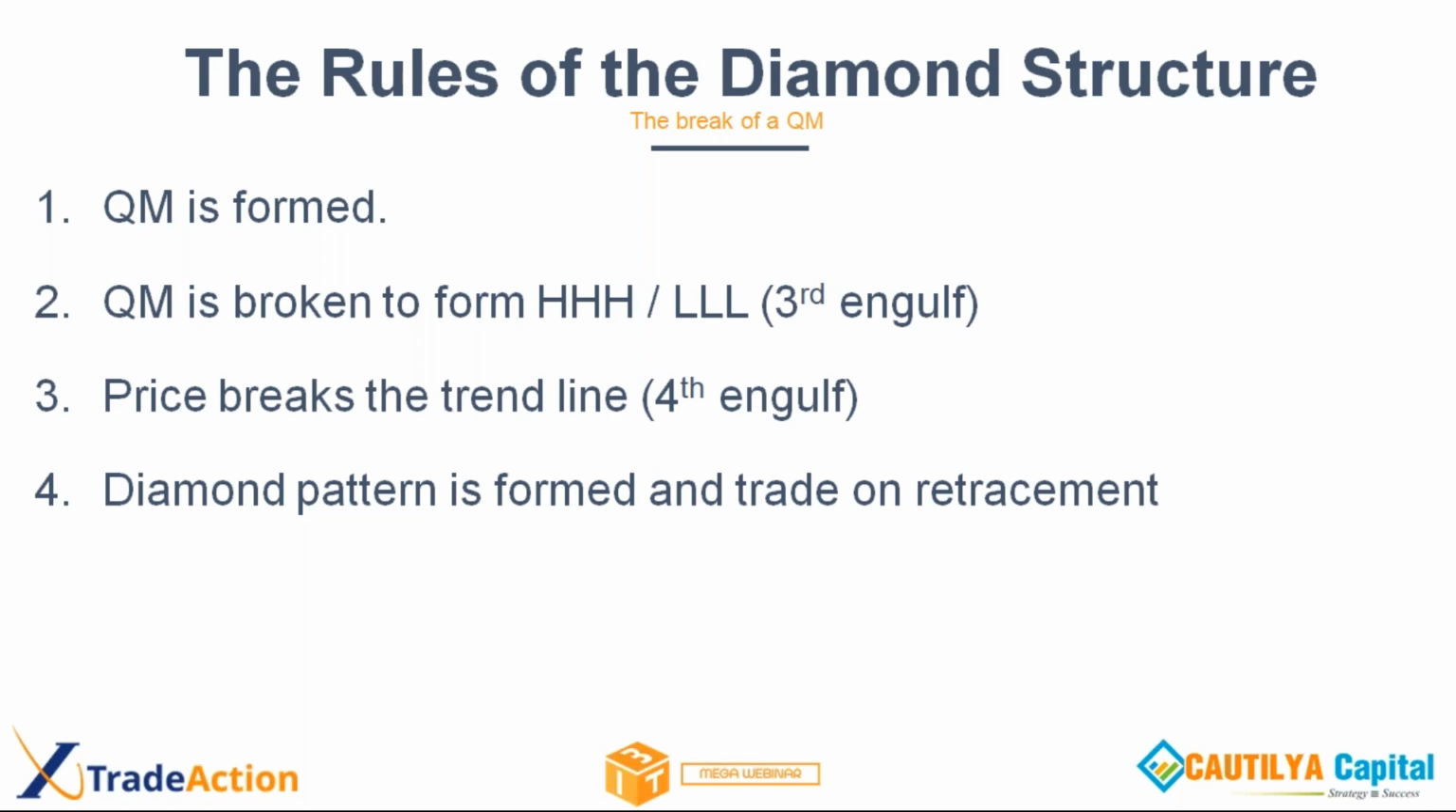Okay. In case of diamond, QM is formed. QM is broken to form triple high or triple low, the third engulf. The price breaks the trend line, which is the fourth engulf. Diamond pattern is formed and trade on retracement.